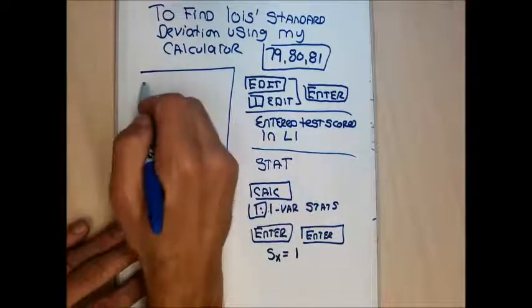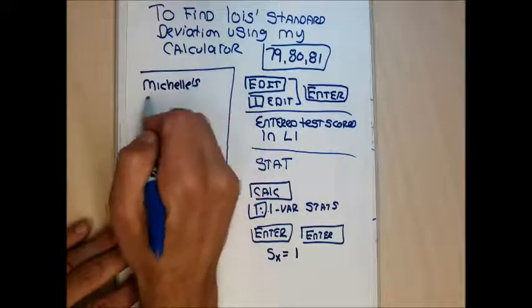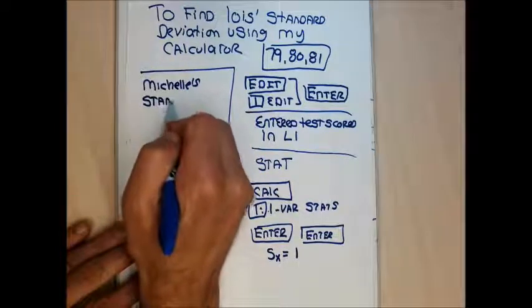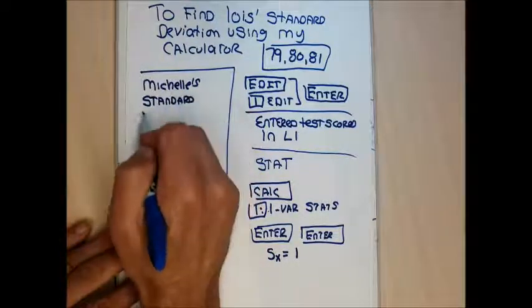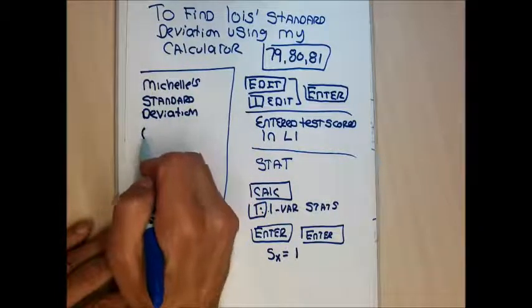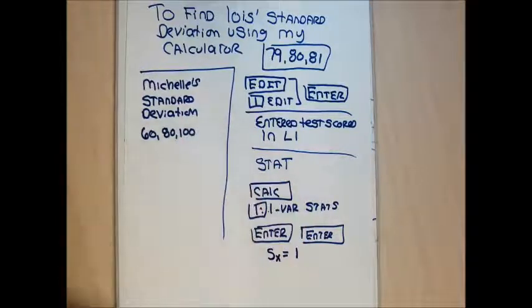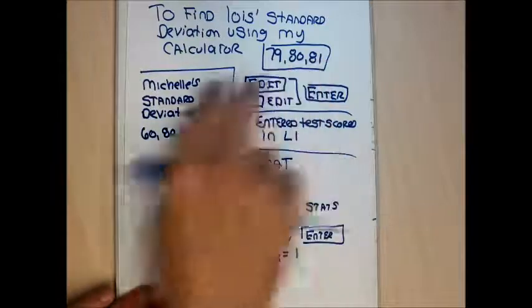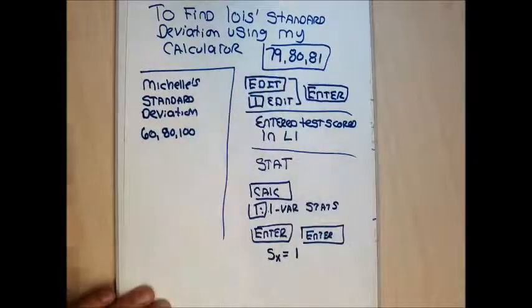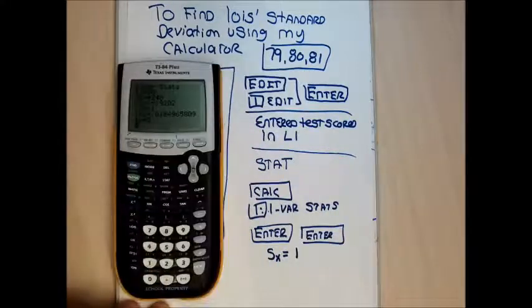So to find Michelle's standard deviation, well, I need to know her test scores. And her 3 test scores were 60, 80, and 100. It would be nice if the standard deviation comes out to 20. I don't think it will. It's more complicated than just figuring out how far 2 of the numbers are from the mean. I don't think it's going to come out to that. So how do I do Michelle's standard deviation on my calculator?